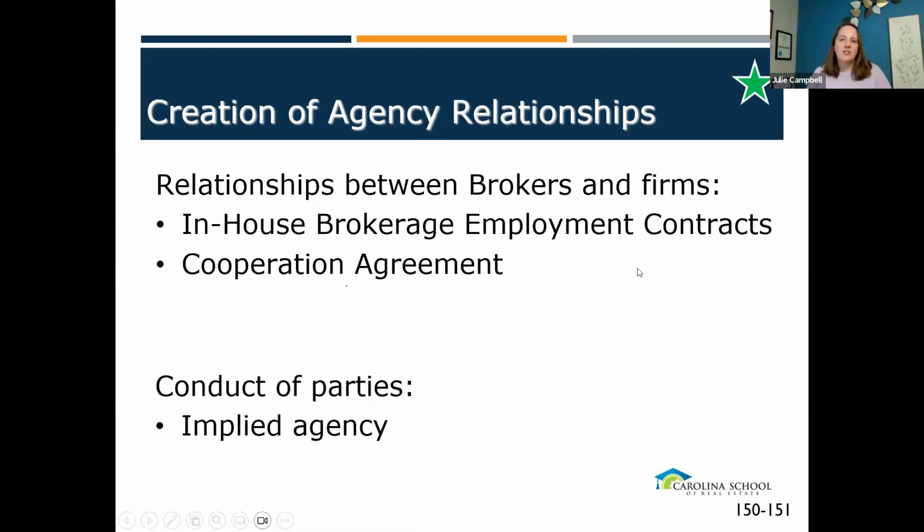We could also create an agency relationship by the conduct of the parties, the action, that's implied agency. You guys remember when we defined express versus implied? We said express, the terms are clearly stated, compared to implied, where it's just based on your actions. In North Carolina, implied agency is never allowed. You can't just start acting like somebody's agent without explaining to them what it means. All of our agency agreements are express, which means the terms have been clearly stated.